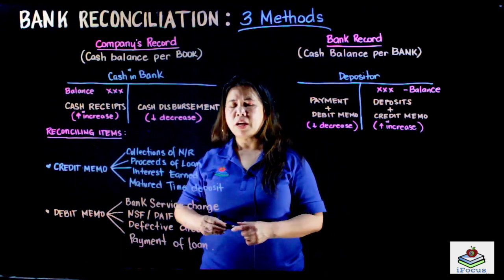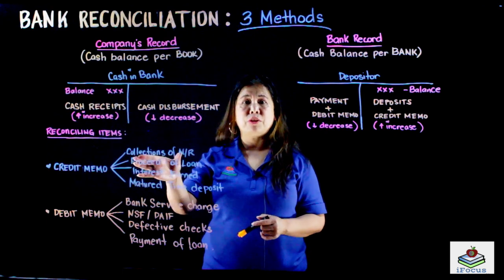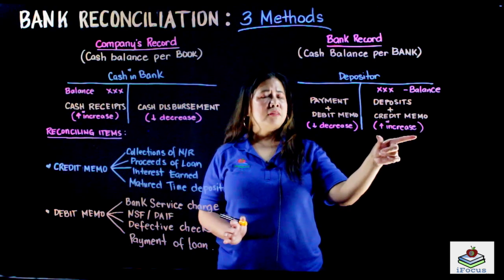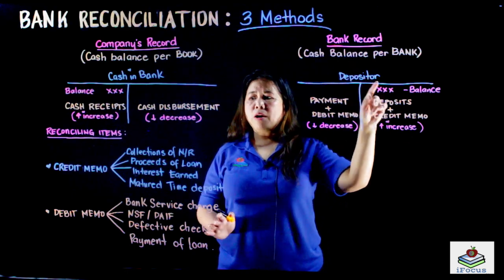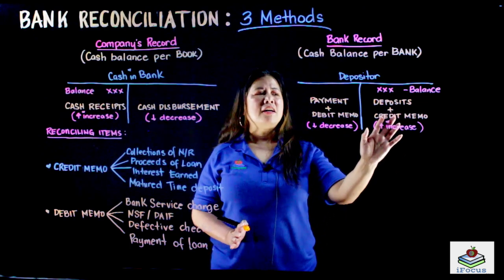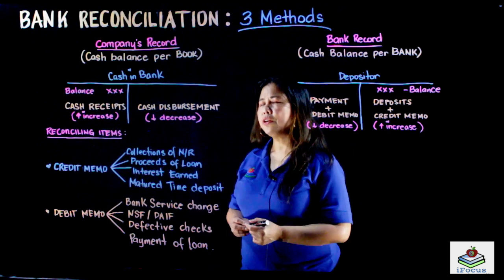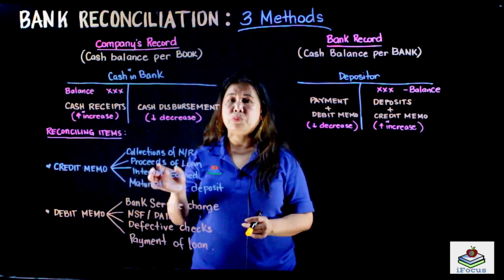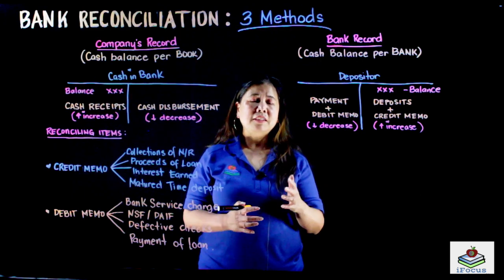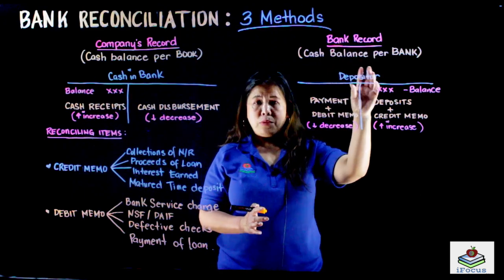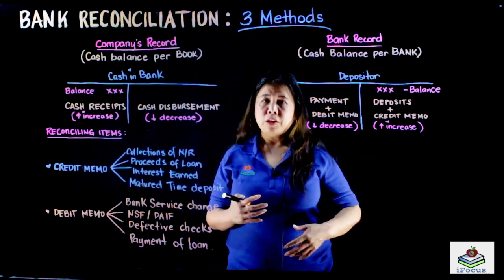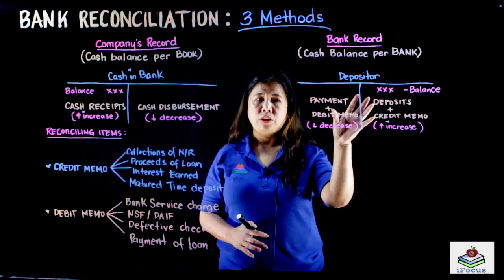Ang mga credit memos natin, for example, collections of the notes receivable. Sa record ng bangko, in-increase na niya ang account ng depositor from the collections of the notes receivable. So, nag-increase ang account ng depositor. Another example of a credit memo is proceeds of loans. Kapag nag-loan ang company, ina-add na ng bangko sa account ng depositor. Or interest earned. May mga interest din na na-earn si depositor sa kanyang account.